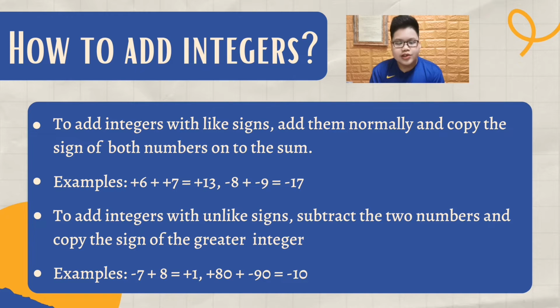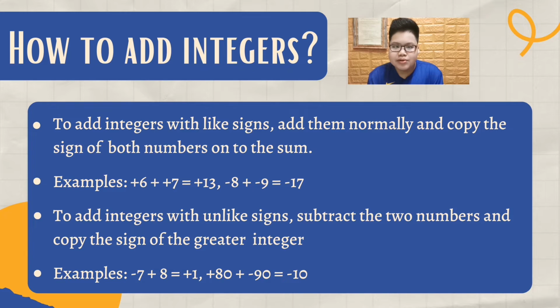Moving on, the second type of equation involves adding integers with unlike signs. Having unlike signs means that their signs are different, like positive and negative, and vice versa. To add integers with unlike signs, subtract them, and keep the sign of the larger integer. Examples: -7 plus 8 equals 1, and +80 plus -90 equals -10.